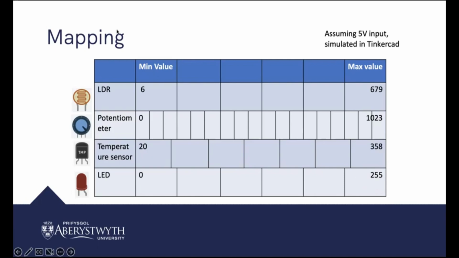So what this mapping does is it means that we're able to convert or map over one of these ranges into the equivalent value of another range. So if we had the midpoint of the potentiometer, for example, we could map that number, which would be around about 500, onto the mid-range of the LED, around about 125. Not exactly, but around about.